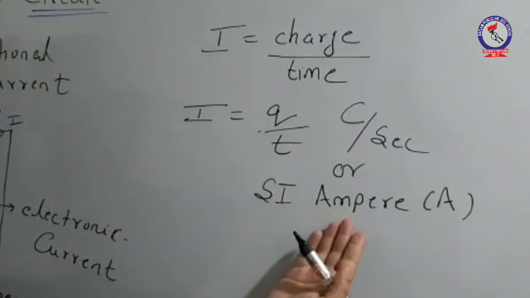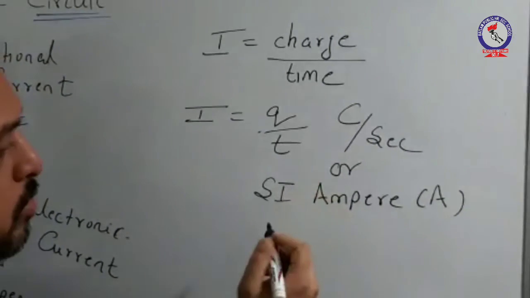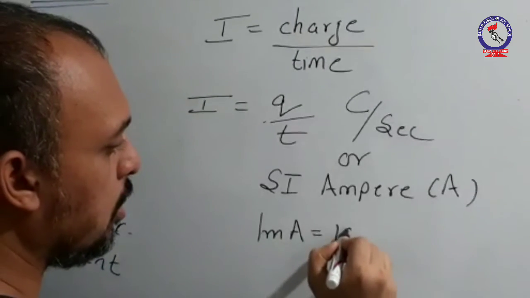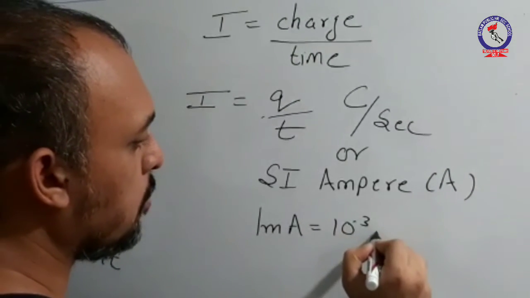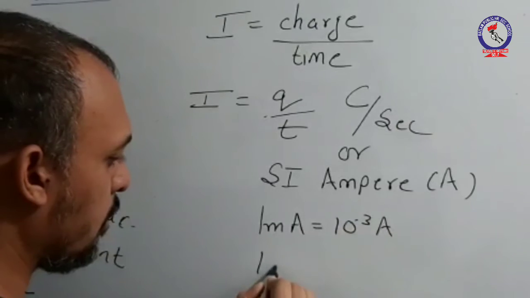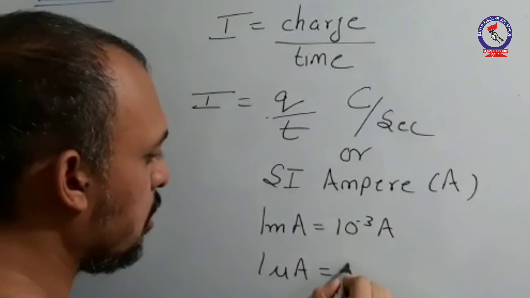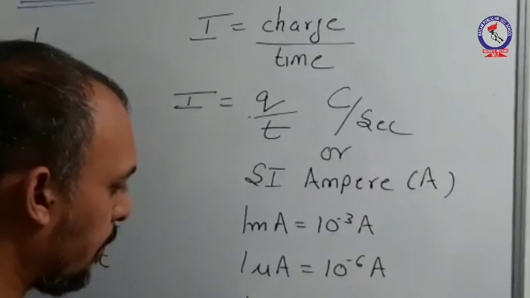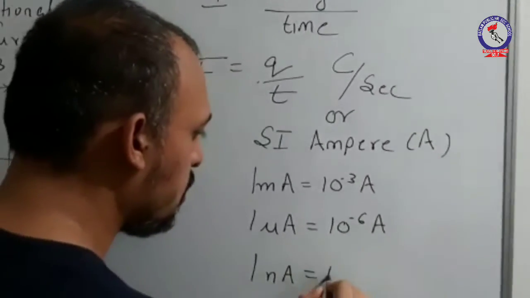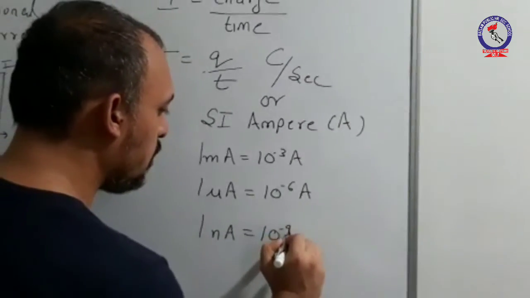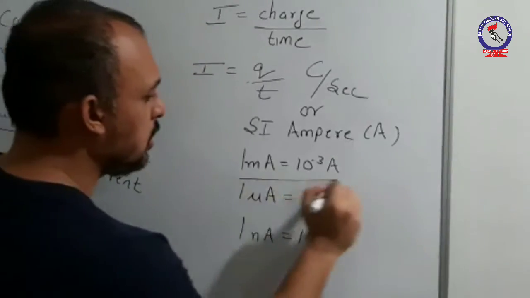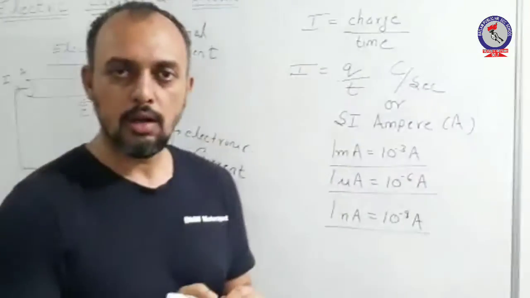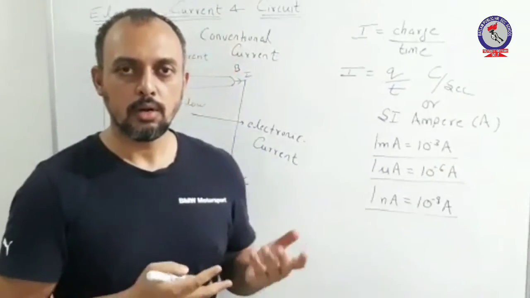There are multiple things related to this current which you should know: 1 milliampere is equal to 10 raised to power minus 3 ampere. 1 microampere is equal to 10 raised to power minus 6 ampere. 1 nanoampere is equal to 10 raised to power minus 9 ampere. Now these are the basic conversions which are needed while you are doing numericals on current.